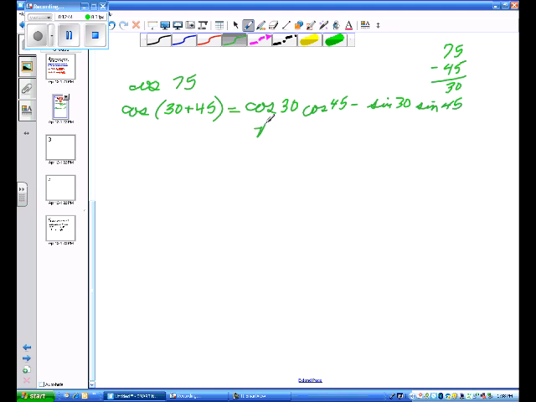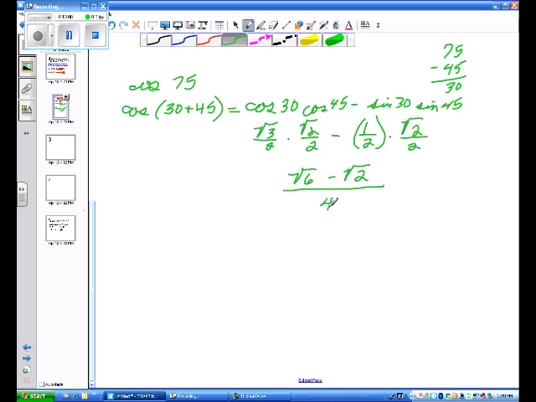Okay, the cosine of 30 is the square root of 3 over 2. Cosine of 45 is the square root of 2 over 2. Sine of 30 is 1/2. And the sine of 45 is square root of 2 over 2. So we end up with the square root of 6 minus the square root of 2 all over 4.